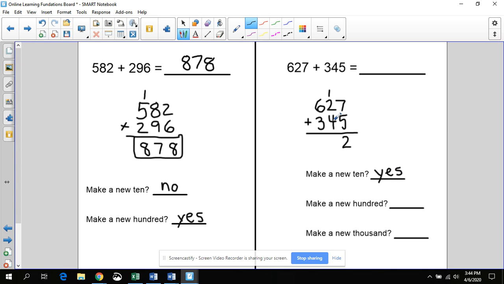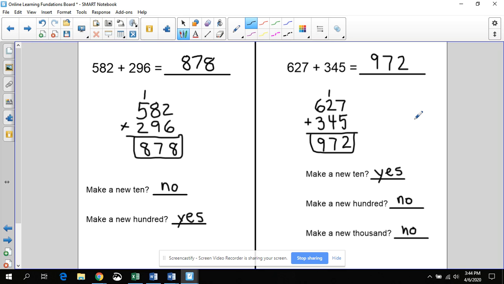Then I have 1 plus 2 plus 4, which is 3 plus 4, which is 7, or 30 plus 40 is 70. I did not make a new 100, so my answer is no. And then I have 6 plus 3, which is 600 plus 300 is 900. I did not make a new 1,000, so my answer to that is no. My answer is 972. I'm going to box it, and I'm going to write it on the line.